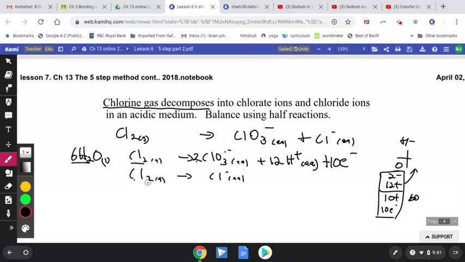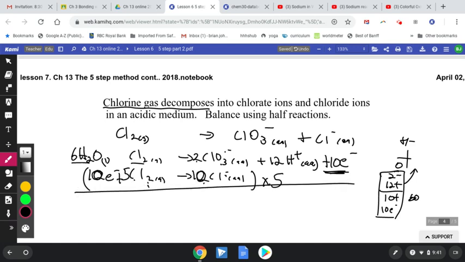Okay, second one, 2 chlorine, put a 2 in front, 2 chloride, 2 minus and 0, so I need 2 minus. Okay, now we've got to balance our electrons. Bottom one is times by 5 to get me to 10 electrons. So times by 5, this becomes 10, 5, 10. Now we can add them up.